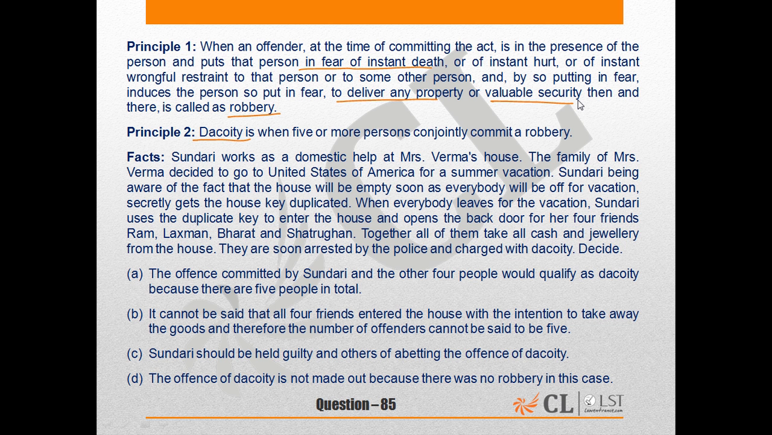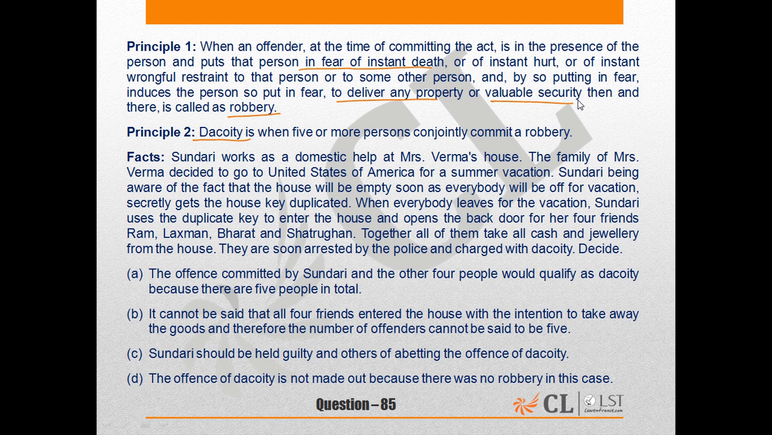In this case, the family of Mrs. Verma, in whose house this robbery was conducted, was not present in the house. So therefore, none of the factors of robbery have been complied with. The person has not been put into an immediate threat, in the fear of instant death. There has not been any instant hurt. There is no wrongful restraint. So none of the things given in principle 1 has been fulfilled.